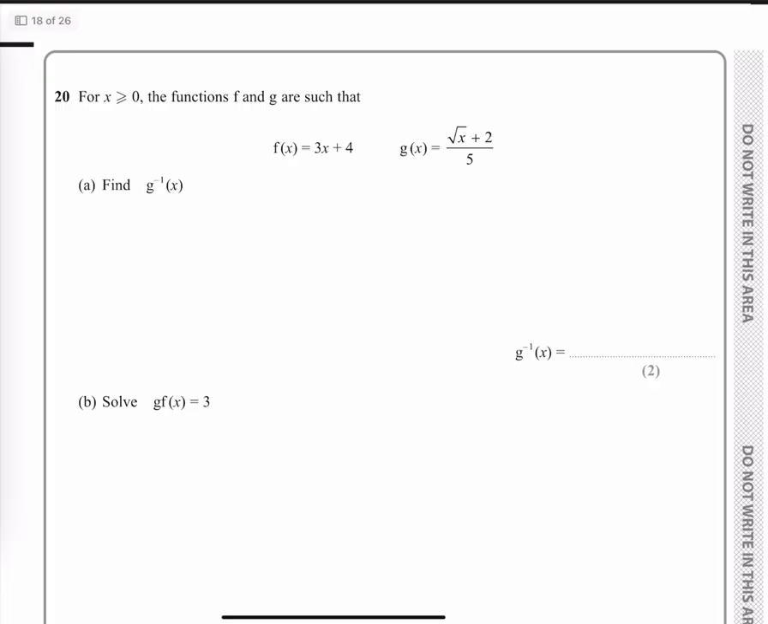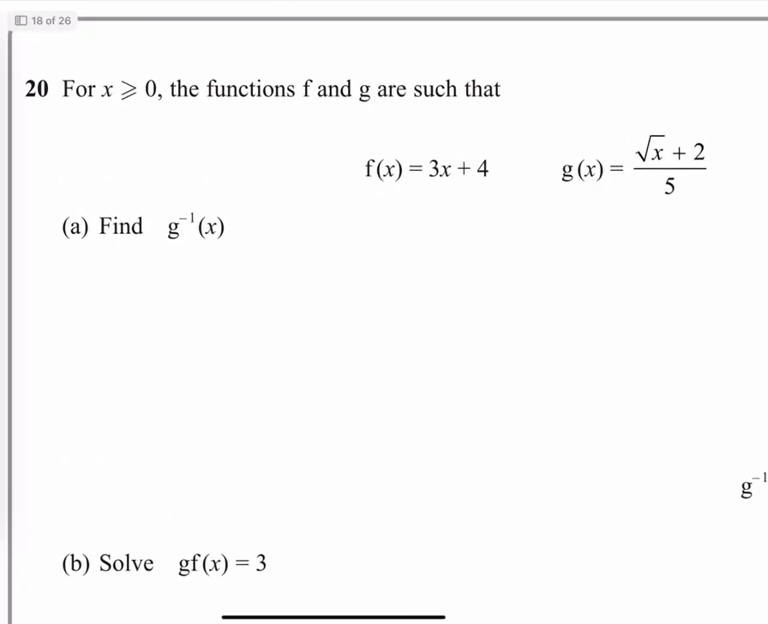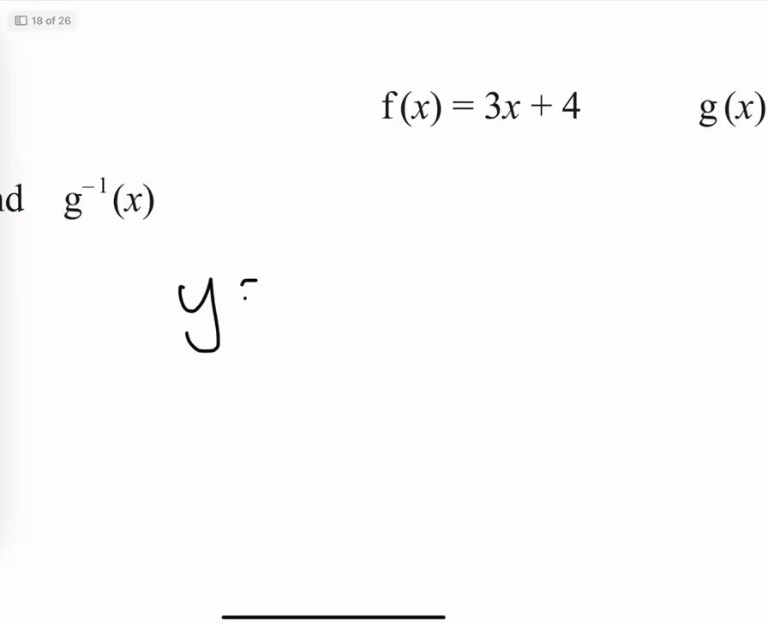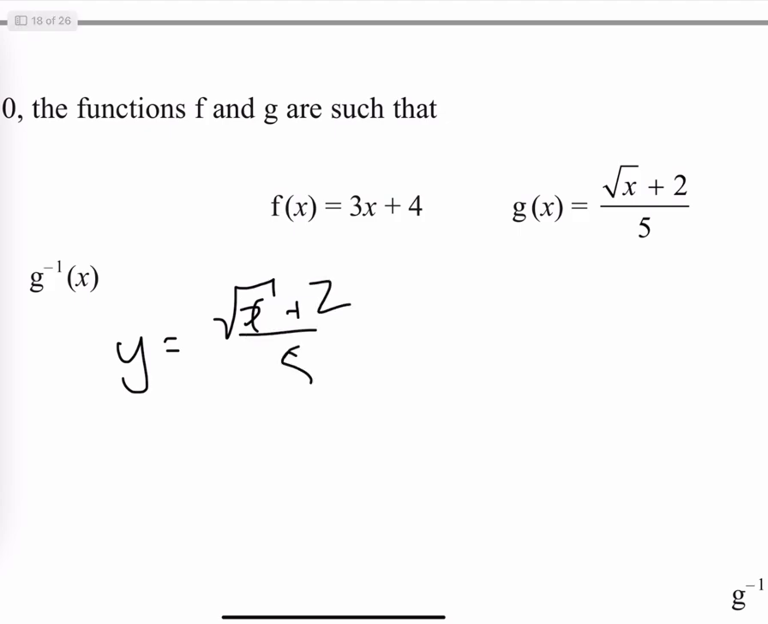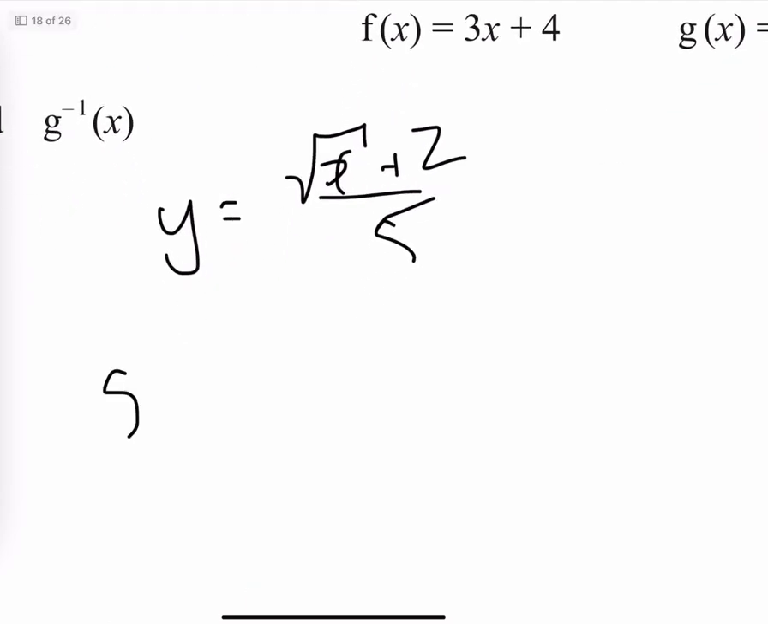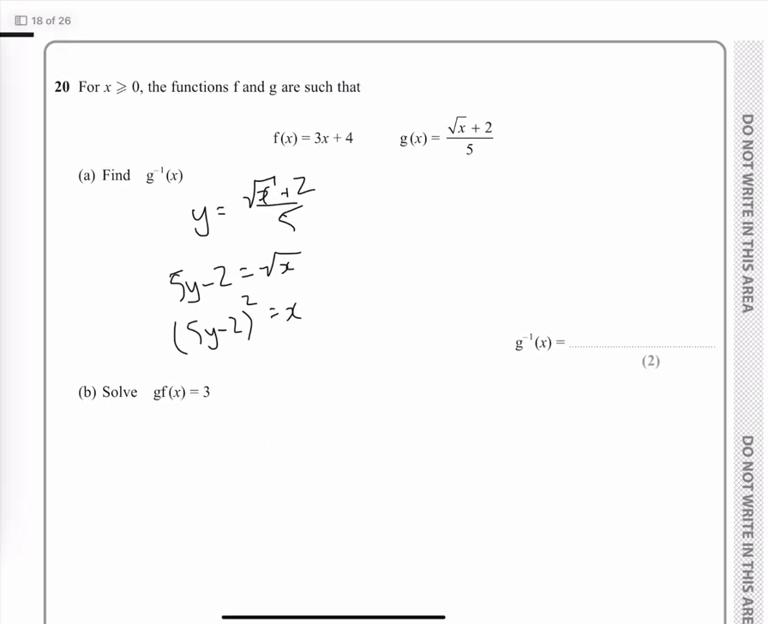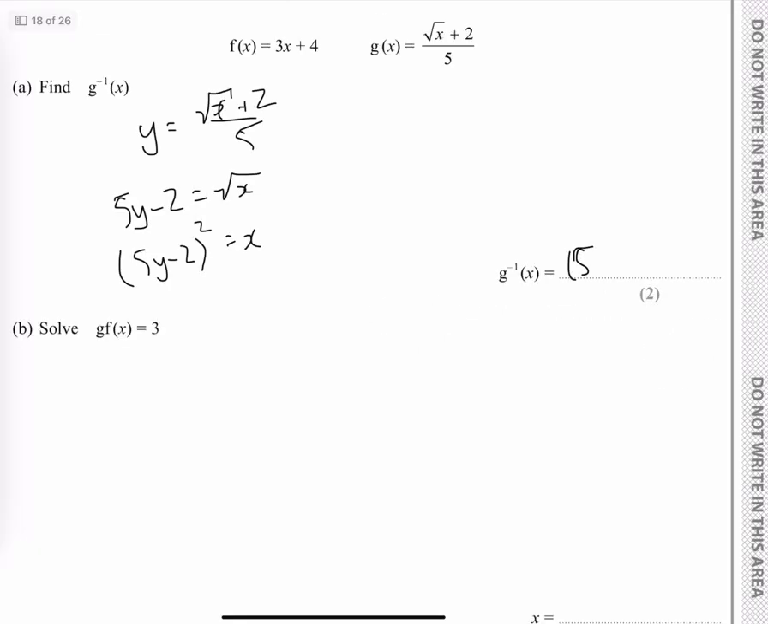For X bigger than 0, here are your functions. Find inverse of g. Okay, so the way we always were taught how to do this is essentially set y equal to it. Y equals root x plus 2 over 5, and then you just want to make x the subject. So that's 5y minus 2 equals root x. So that would be 5y minus 2 squared equals x. So then you'd have g to the minus 1 equals 5. You need to change it back to x because they've asked for it in x's, if you see.